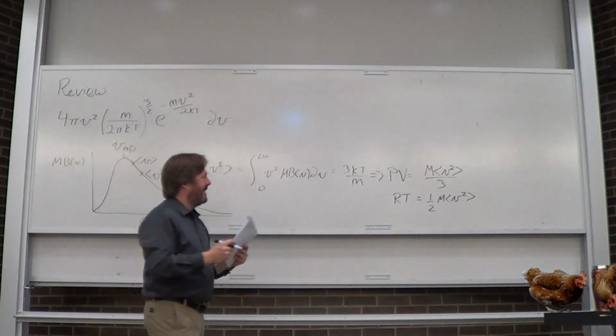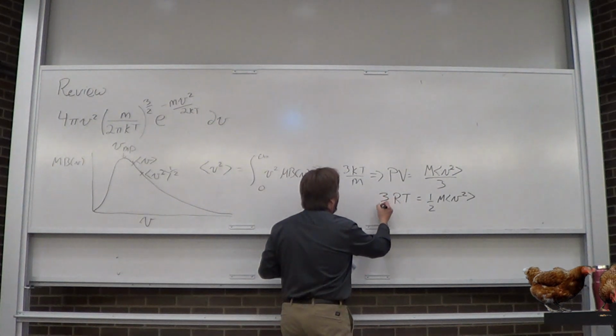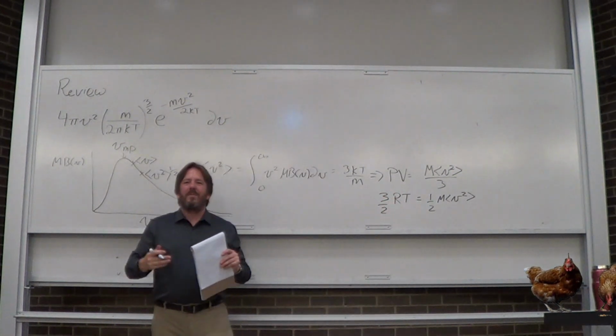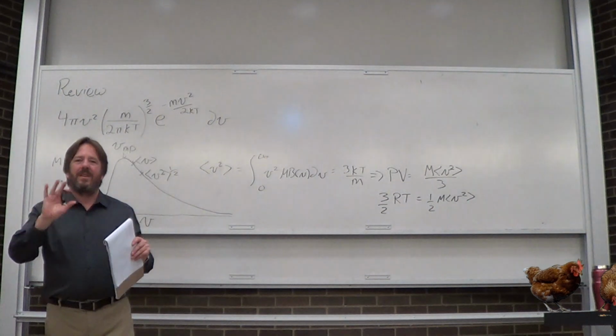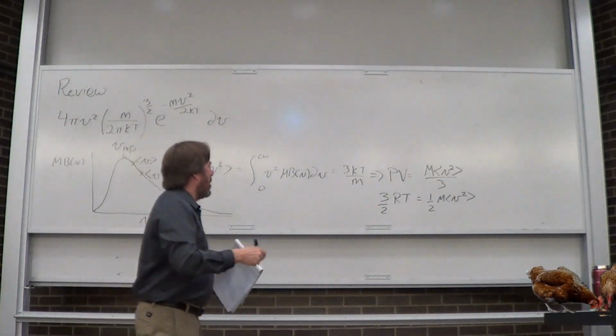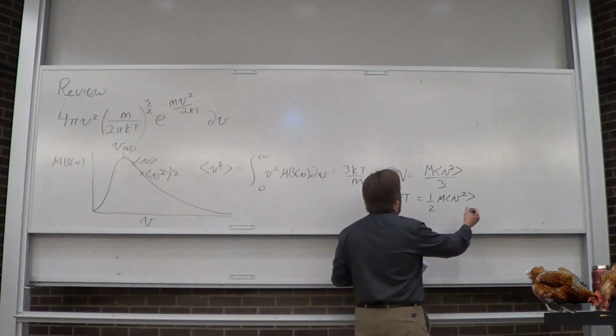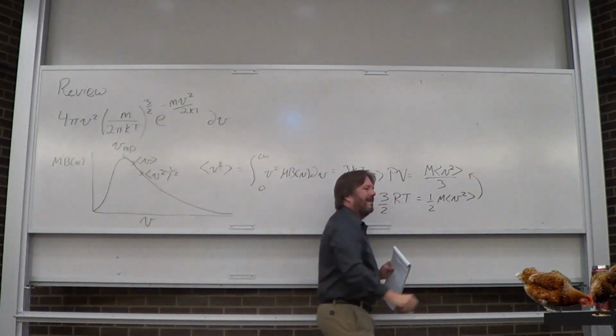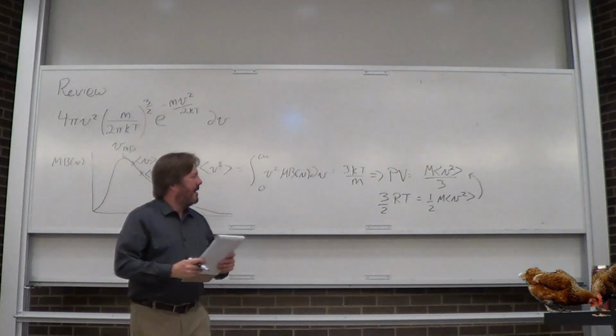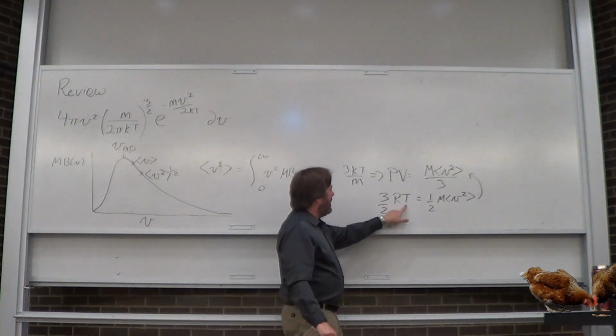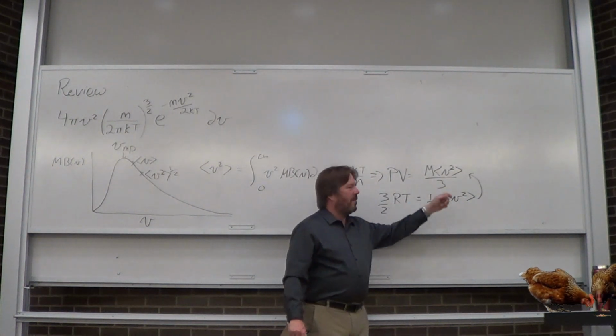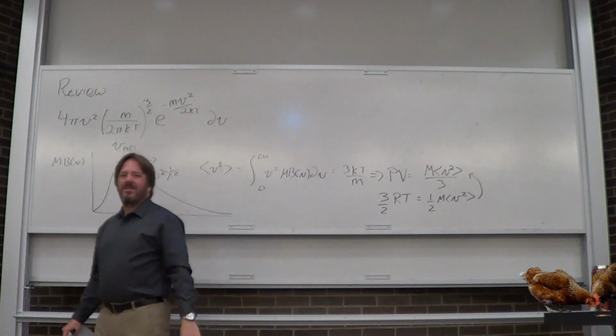Three dimensions. The equal partition theorem says that a simple gas molecule, if you don't consider anything else, has 3/2 RT degrees of freedom. Well, doesn't that go back? PV is RT, and then bring the 3/2 over. There you go. It's the same equation.